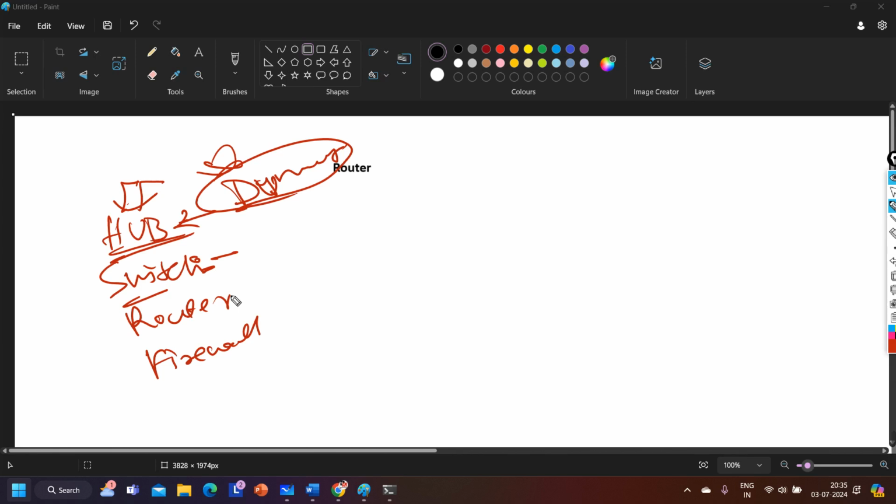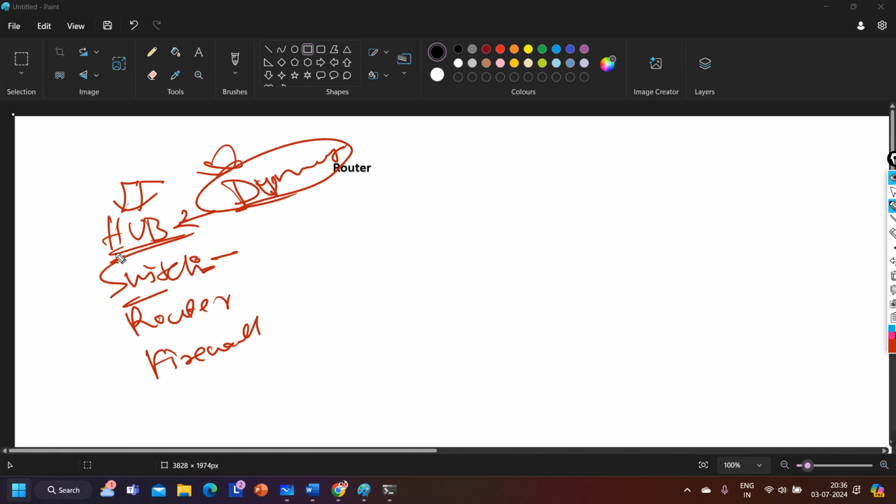Now router is a layer 3 device which maintains a routing table to forward traffic. Whenever you configure an IP on a router interface, it will make one entry in the routing table that on my particular interface, a particular network is running. Then firewall. Firewall is a security device which maintains a connection table to forward traffic. By default, inside to outside traffic is allowed, outside to inside traffic is not allowed.